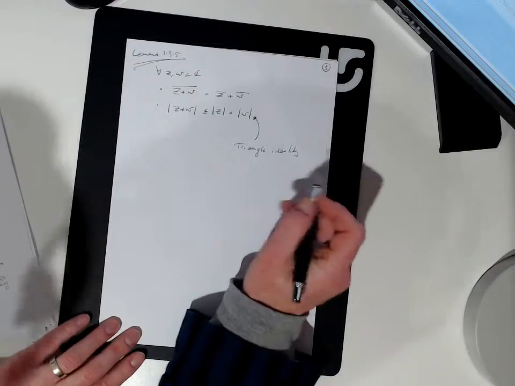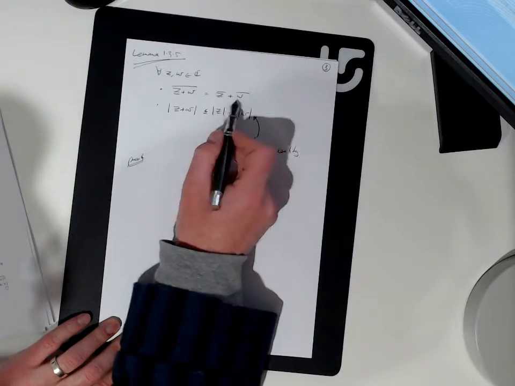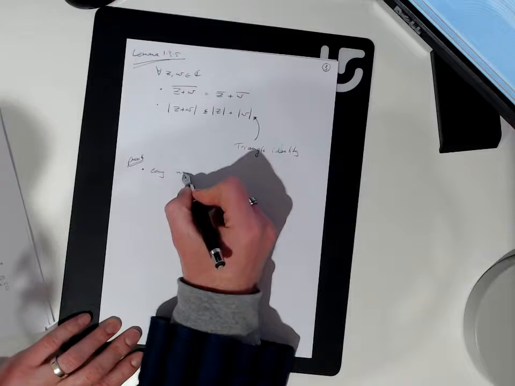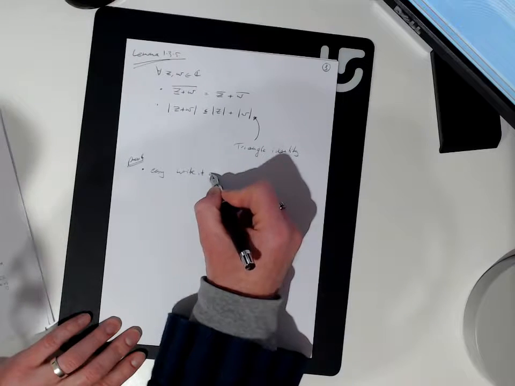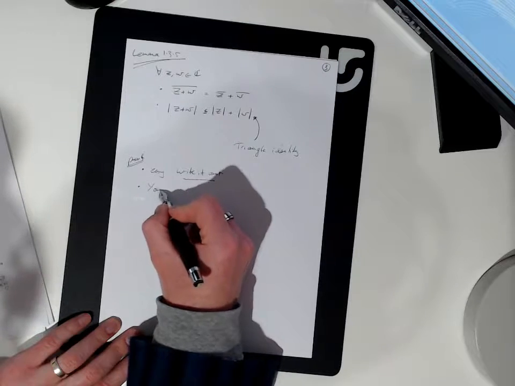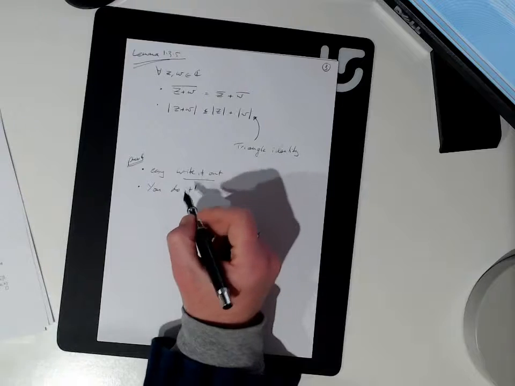Which again comes up all over the place. Proof. Well, the proof for the first bit is easy. Just write it out. And for the second bit, I'm going to say you do it. And you should try it.